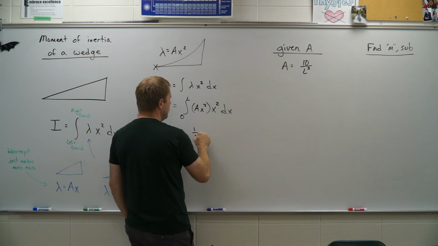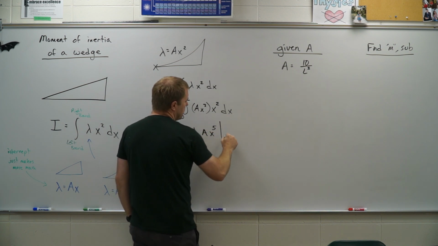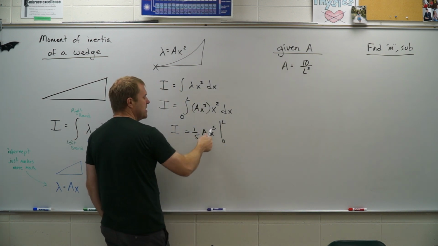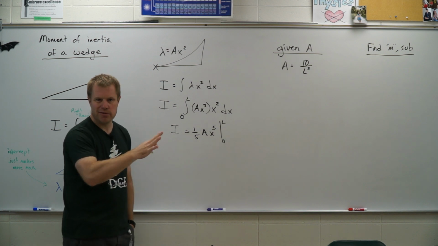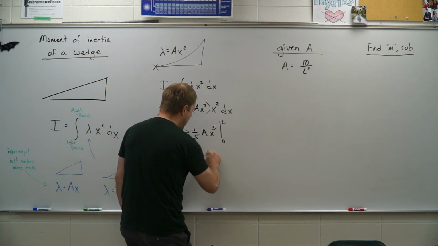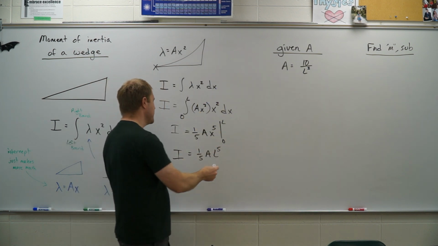So now I have 1/5 ax to the 5th evaluated from 0 to L. Nice for us. Makes it a little easier if we don't have those bounds and we got to do a whole bunch of extra algebra here. So I have 1/5 AL to the 5th. Now if they give me an A, I just have to substitute that in.